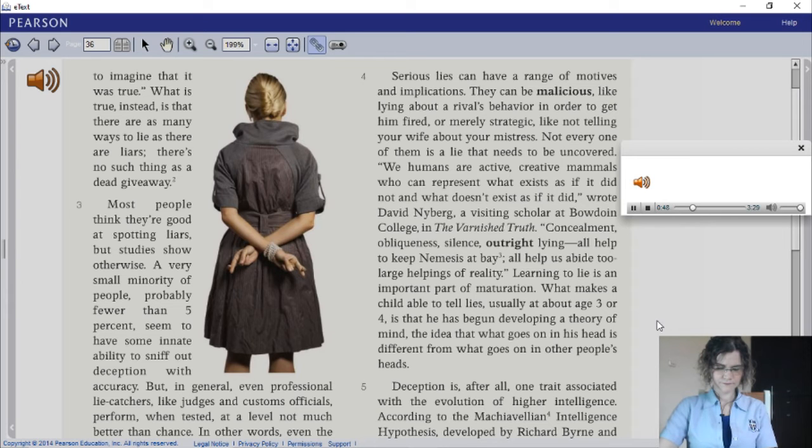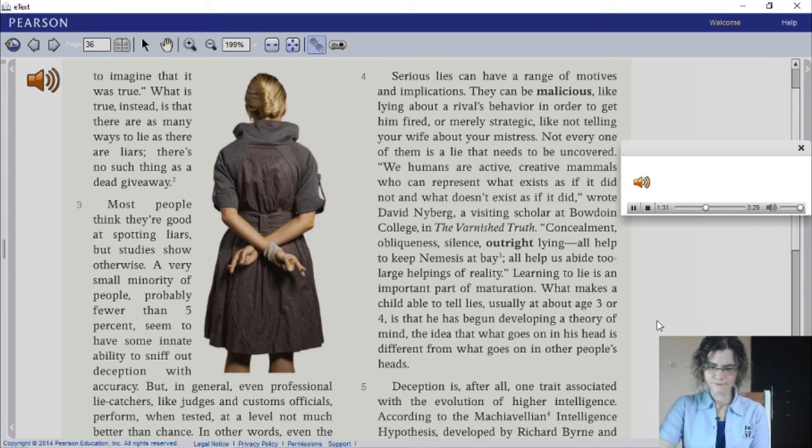Most of the mechanical devices now available, like the polygraph, detect not the lie, but anxiety about the lie. The polygraph measures physiological responses to stress, like increases in blood pressure, respiration rate, and electrodermal skin response. So it can miss the most dangerous liars, the ones who don't care that they're lying or have been trained to lie. It can also miss liars with nothing to lose if they're detected, the true believers willing to die for the cause. Serious lies can have a range of motives and implications.